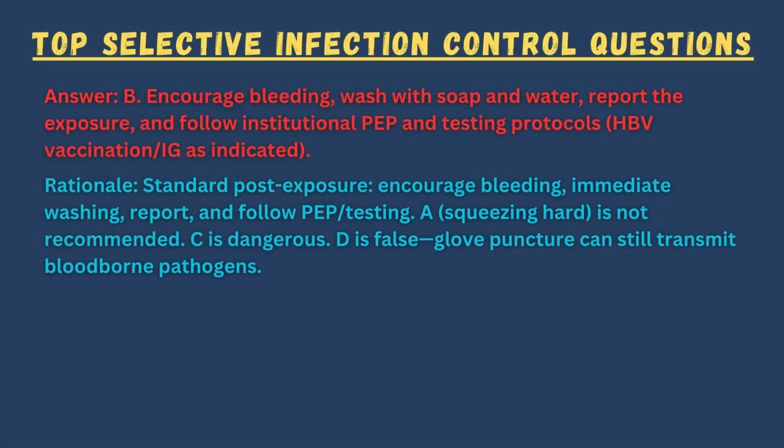Answer. B. Encourage bleeding, wash with soap and water, report the exposure, and follow institutional PEP and testing protocols. HBV vaccination or IG as indicated. Rationale. Standard post-exposure: encourage bleeding, immediate washing, report, and follow PEP and testing. A. Squeezing hard is not recommended. C is dangerous. D is false. Glove puncture can still transmit bloodborne pathogens.